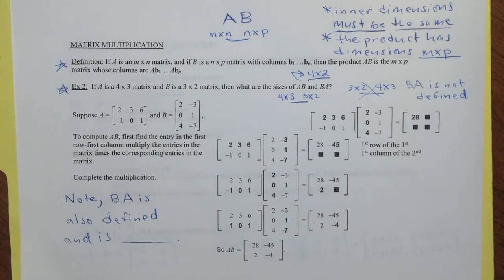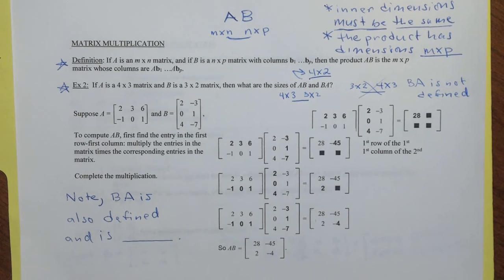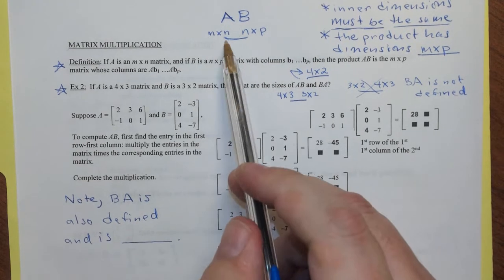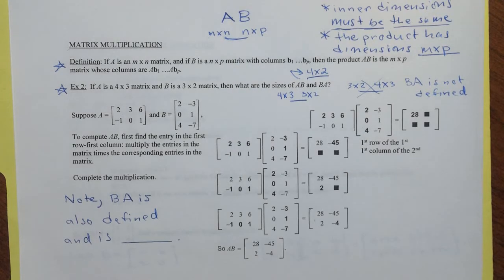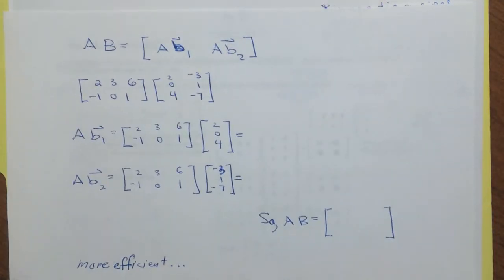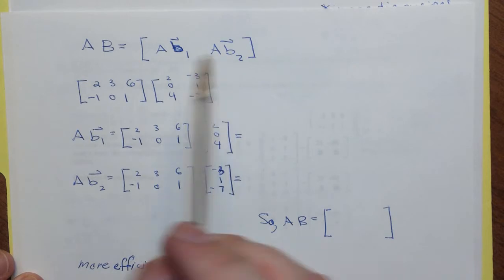Now, backtracking a little bit more to that definition, the product AB, the product of a matrix with another matrix, can be thought of a couple ways. One way is to think of it as the m by p matrix whose columns are the matrix on the left multiplied with the column vectors of the matrix on the right. So let's take a look at that. So this is one way that we could express this.